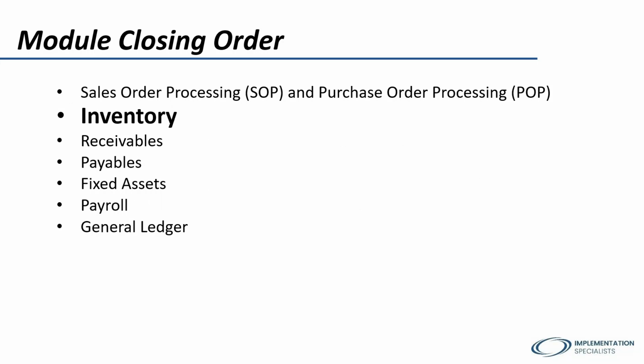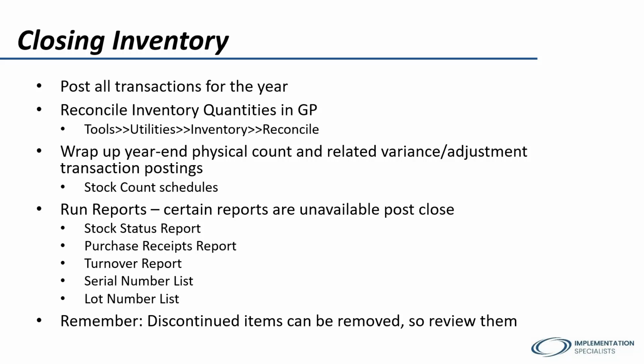All right, so the first module that you will close will be inventory. We do recommend you post all your transactions for the year. You reconcile your inventory quantities to GP. And again, these steps are all covered in those handouts. So if I go too fast, just know that you can follow along there. Wrap up your physical year-end count and any related variance adjustments.